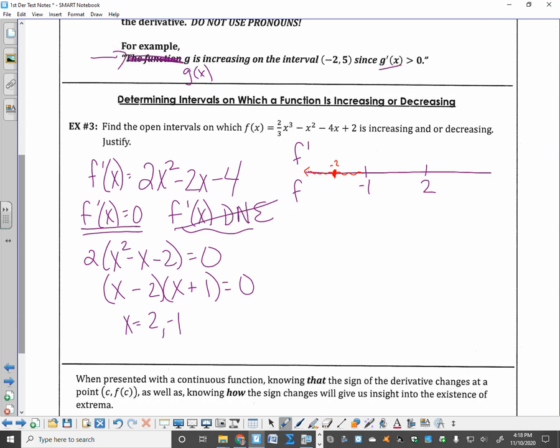Now, if you want to just put a little -2 right there, in between -1 and 2, I'm going to try 0 because it's 0. And over here, I'm going to try 3. Again, I'm not putting a tick mark because I don't want to confuse it for a critical value. Okay, so I'm going to take a -2 and I'm going to plug it into f prime.